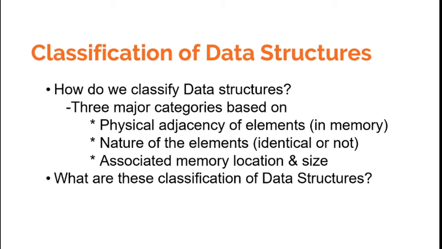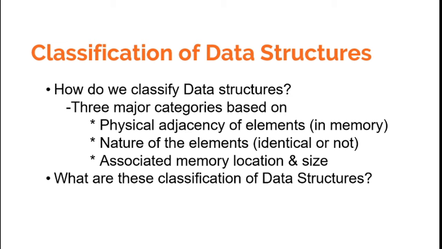We can have three major categories based on physical adjacency of elements that constitute the data structure, and nature of the elements, and based on associated memory location and size. Using these three categories, we can have three different sets of classifications for data structures.